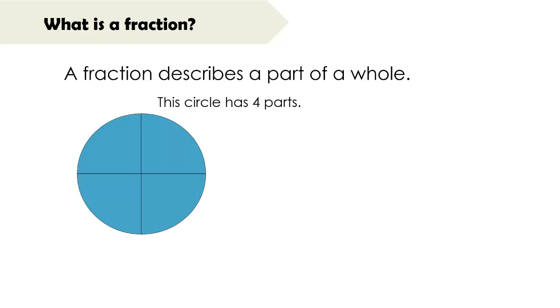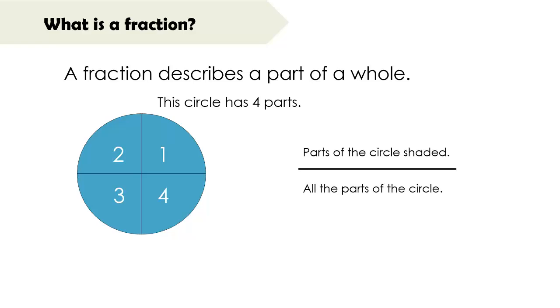The circle has 4 parts. 1, 2, 3, 4. So to describe this picture, we would use a fraction. The parts of the circle shaded over all the parts of the circle. How many parts of the circle are shaded? That would be 4. And all the parts of the circle? That's also 4. So this fraction is 4/4, or 1, because the whole circle is shaded.